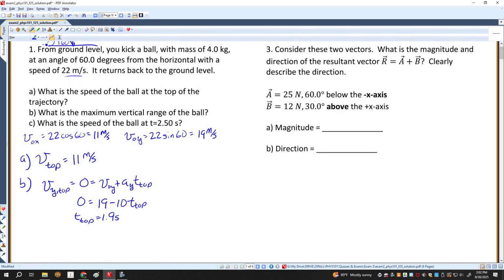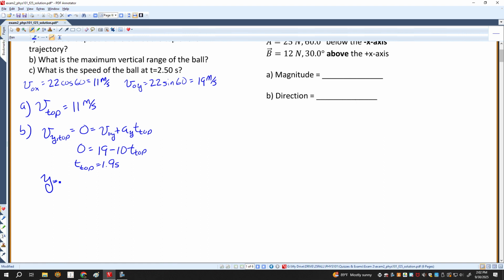So if I want to know the vertical range of the ball, I would just say that y is equal to v naught y times t top plus 1/2 ay t squared. That's 19 times 1.9 minus 5, that's half of negative 10, times 1.9 squared. I get 18 meters. Right, so that's the vertical range. That's the velocity at the top and the vertical range.